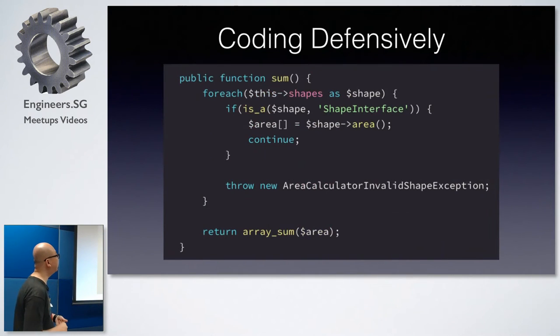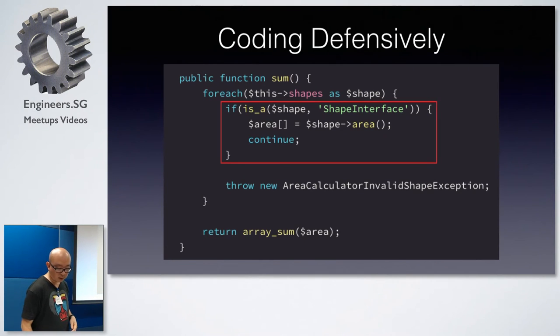And the code defensively is to help us ensure that in the future, if anyone else accidentally creates a new shape without implementing the interface, this defensive piece of code over here will make sure: are you a shape interface? Do you implement a shape interface? If you don't, I will throw an error or I'll scream bloody hell, you know?